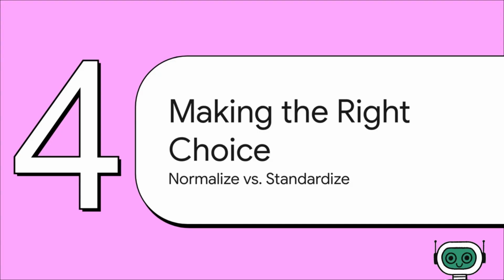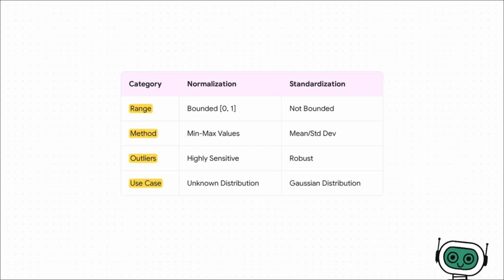Okay, so we have the squeezer and the recenterer. Two solid options. So the big question is, which one should you actually use and when? Well, the answer, as it so often is, it depends. It depends on your model and on your data. Let's break down the main differences. Normalization, our squeezer, forces everything into a hard range, usually 0 to 1, but it's super sensitive to outliers. Standardization, our recenterer, isn't so strict about the range, but it's way less sensitive to outliers and gives you that nice mean of 0.